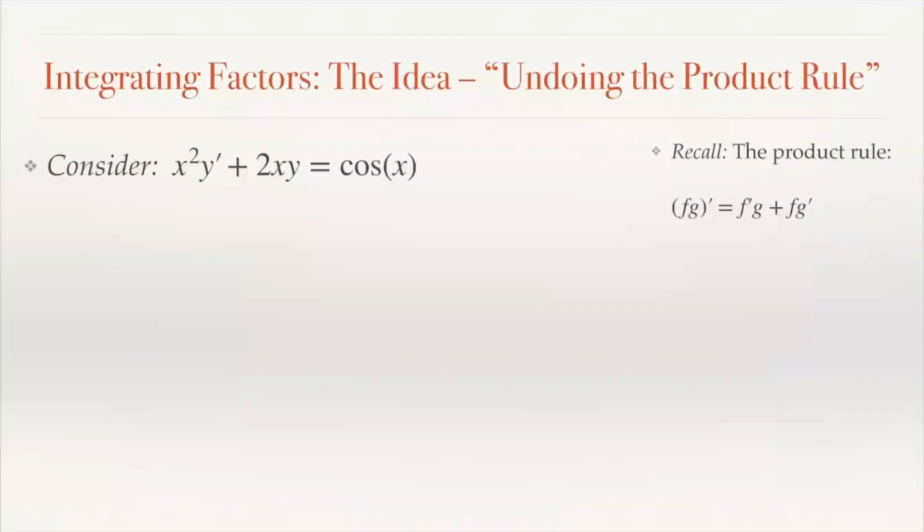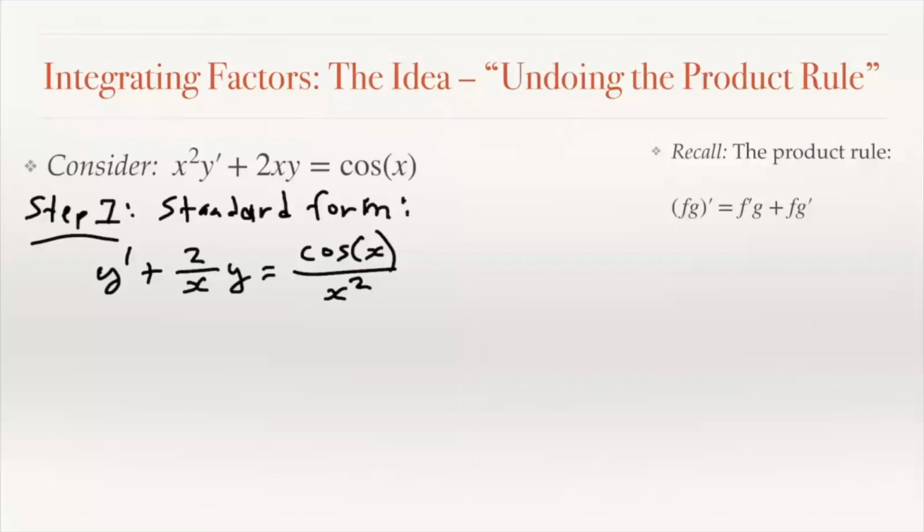So let's consider this example, and we'll see the idea behind what we're going to do. The idea will be integrating factors. Step 1, we'll be putting it into standard form. Doing so makes it look like this. All we did here was, again, divide both sides by the leading coefficient. 2x over x squared is 2 over x, etc.